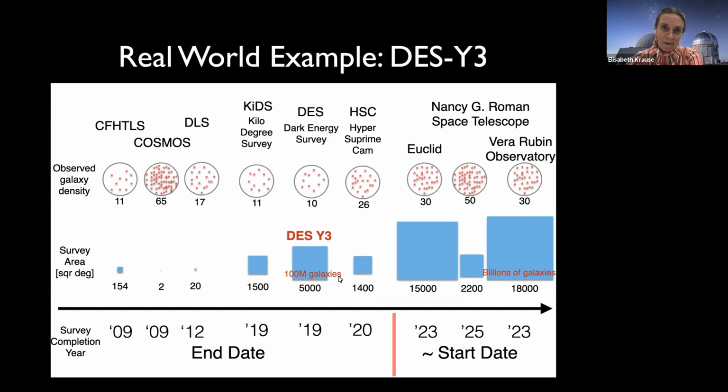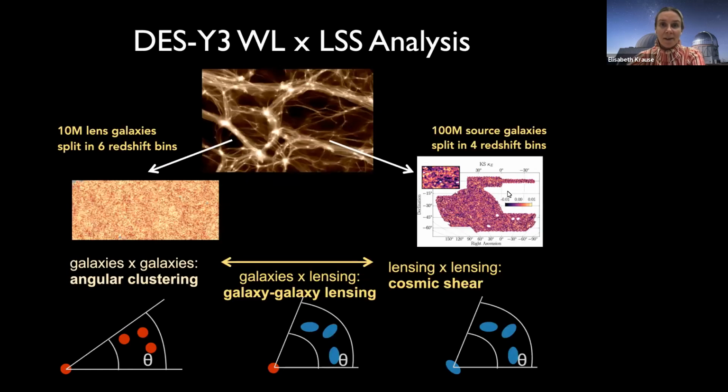Let me briefly give you one example of systematics in a 3x2 point analysis. That is the DES Year 3 analysis, which used about 100 million galaxies for lensing measurements. That sounds like a lot, but it really is just a small stepping stone for getting ready to analyze billions of galaxies that will certainly come to our hard drives very soon from Rubin Observatory. So in this weak lensing cross LSS analysis, we have about 100 million source galaxies, which we split in 4 redshift bins, measure their shapes, and do weak lensing measurements.